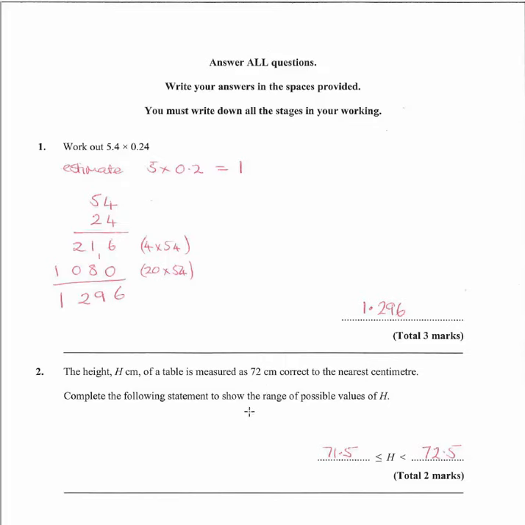In question 2, the height is measured as 72, correct to the nearest centimetre. Complete the following statement to show the range of possible values of h. So the height is not exactly 72, it's just been rounded to 72. It could be bigger than that, it could be smaller than that. When you're rounding to a certain unit, the accuracy is half of that unit either way. So half of a centimetre on top of 72 centimetres or below 72 centimetres. So it could be 72.5 or 71.5, half a centimetre either side of 72.